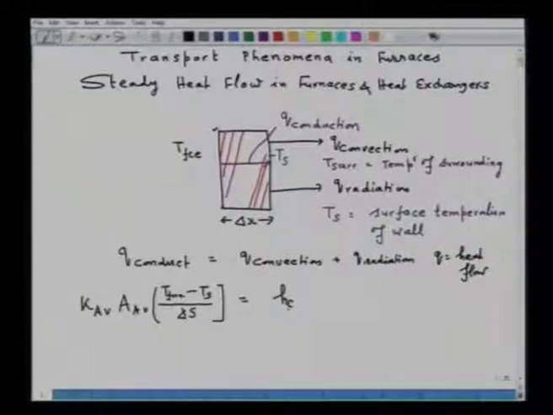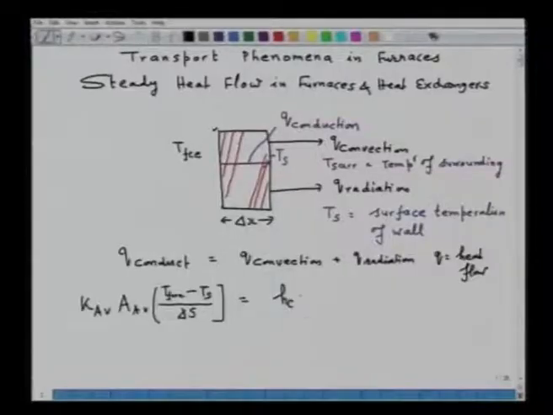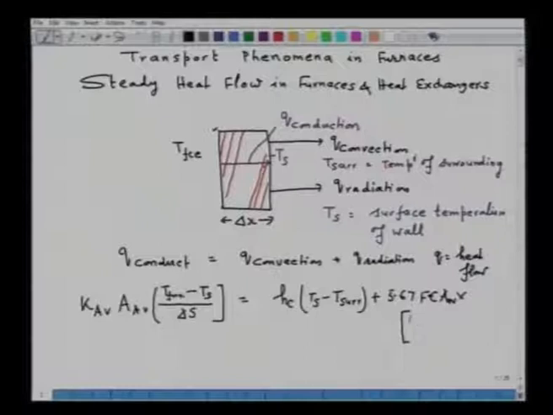Now remember, this Hc is the heat transfer coefficient for free convection, because the heat is lost from the wall of the furnace by the free convection mechanism, into Ts minus T surrounding, plus heat transfer by radiation, which we know is 5.67 into F, which is the view factor, into epsilon, which is the emissivity, into the area, or rather average area, into Ts upon 100 to the power 4 minus T surrounding upon 100 to the power 4, and in fact the convection term also should be multiplied by the average area.